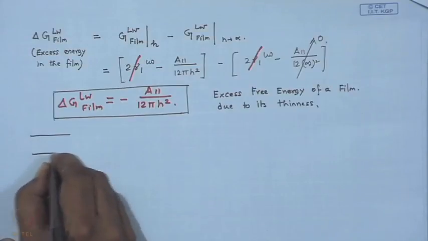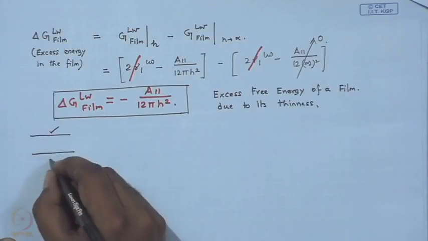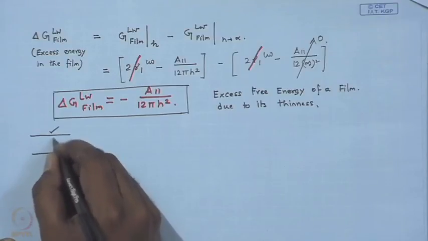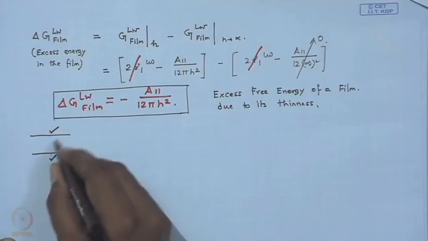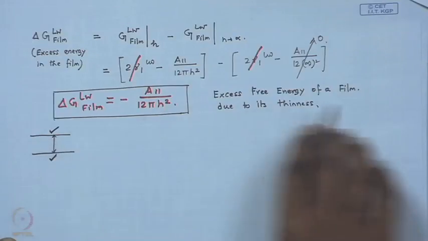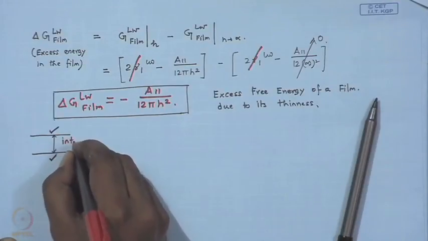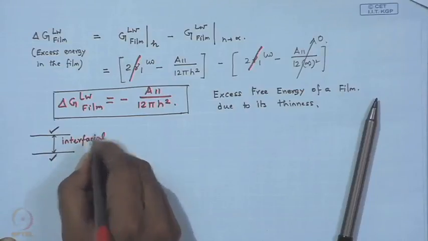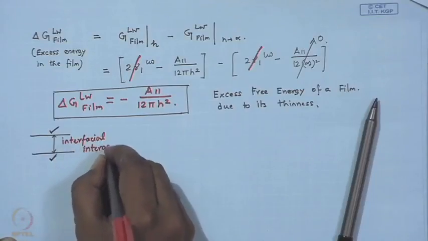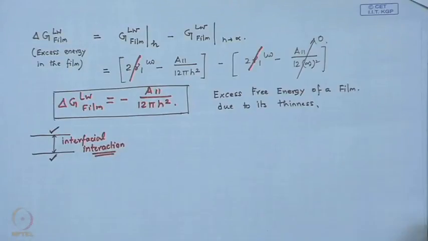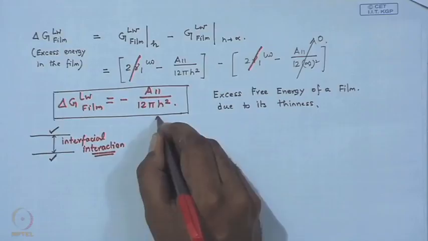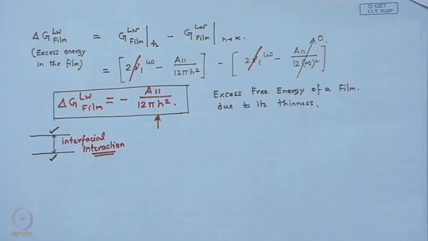So, if you have a thin film, then because of the interfacial interaction, that is the self energy of the molecules, you can visualize it like that. Here again you have two interfaces or two surfaces which are separated by a finite distance. So, due to the interfacial interaction, there is an excess amount of energy which is manifested like this.